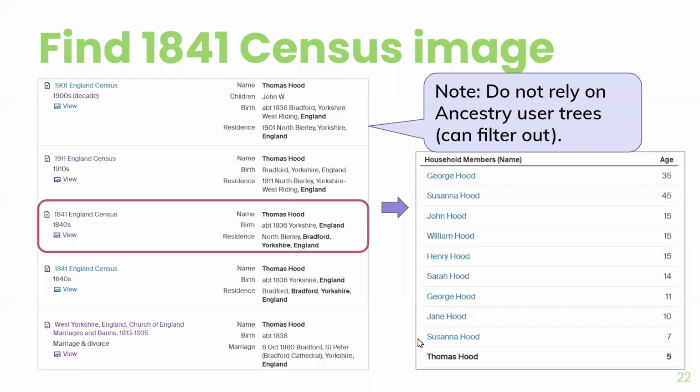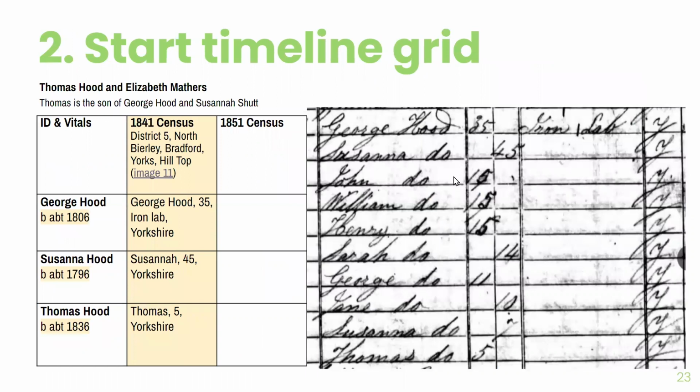And you might be saying, well, then why didn't you just take it from Family Search? And I could have, but let me show you in a minute why I chose to go over to Ancestry. And this is just the way I do it. You could find a different way that works better for you. So I am going to go to this census. I'm going to open up the image and I'm going to start putting the information into the timeline grid.